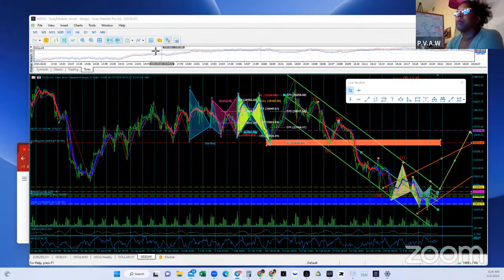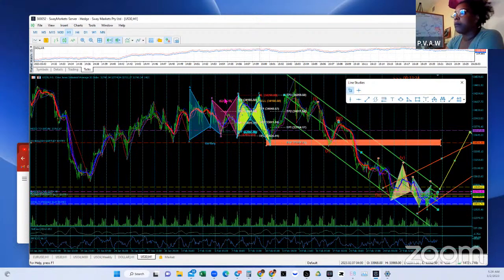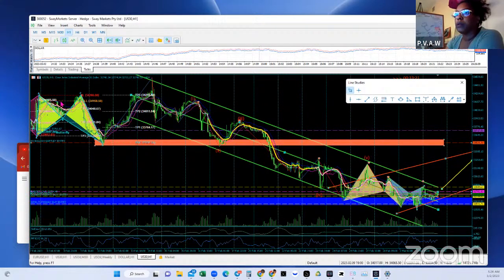Here we go. So we got that sell from that bearish butterfly. It sold. It hit TP1 right here. This is TP2. This is TP3. And then it went up from the bullish butterfly. Hit all the TPs and more.